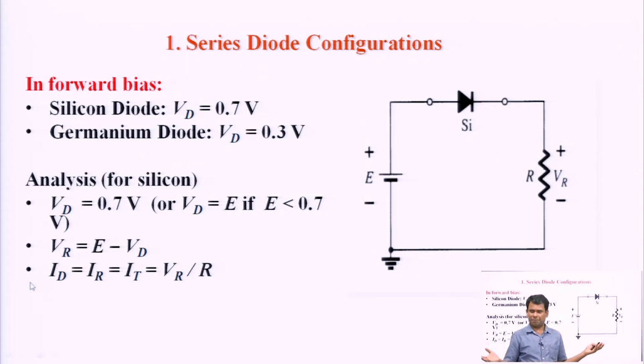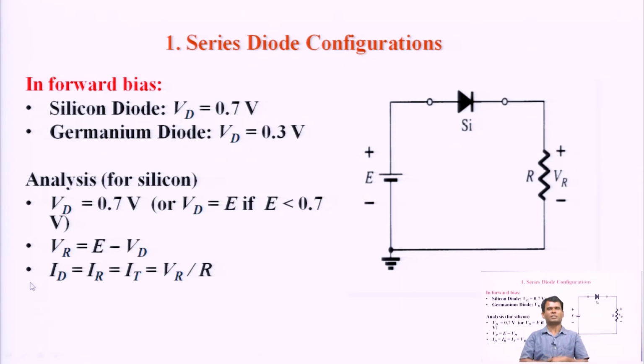Simple example, I have taken one diode, one resistance and one battery, and these three elements are connected in a series circuit. This means the current flowing through the battery, through the diode and through the resistance will be the same. That is why it is called a series circuit. Suppose the value of the battery is E, and this is the silicon diode and this is the resistance, since this is in forward bias.